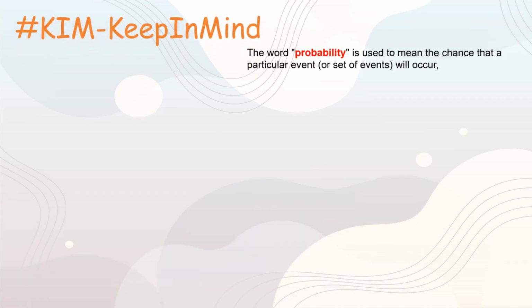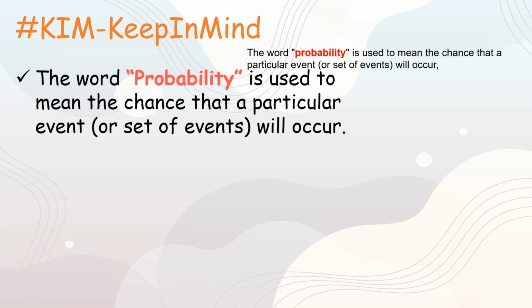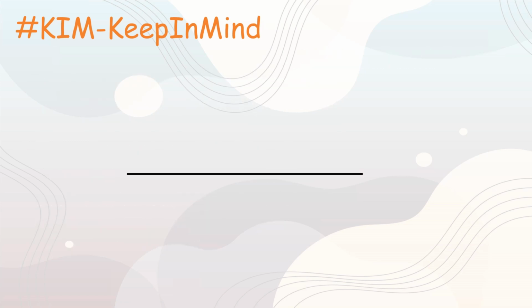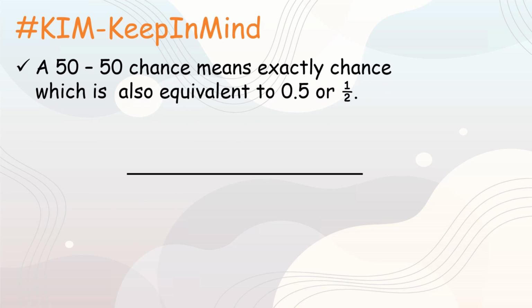Okay, so I want you to keep in mind that the word probability is used to mean a chance that a particular event or a set of events will occur. And experimental probability, also known as empirical probability, is based on actual experiments and adequate recording of the happening of events. Another thing to keep in mind: a 50-50 chance means an equal chance, which is equivalent to 0.5 or 1/2. Kasi 50-50 eh. So 1/2 or 0.5. That would be the result.